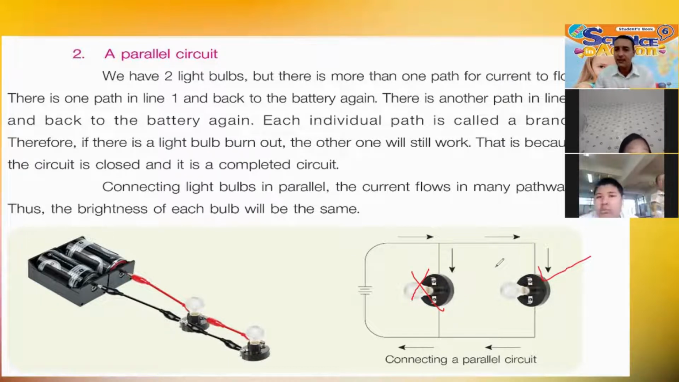Connecting light bulbs in parallel, the current flows in any pathway, thus the brightness of each bulb will be the same. So that's also another benefit, because the current has more than one path. So if we connect more than one bulb, either 2 or 3 bulbs, the brightness of each bulb will be the same, it won't reduce. There will be no difference. All right, students, you understand that? Parallel circuit.